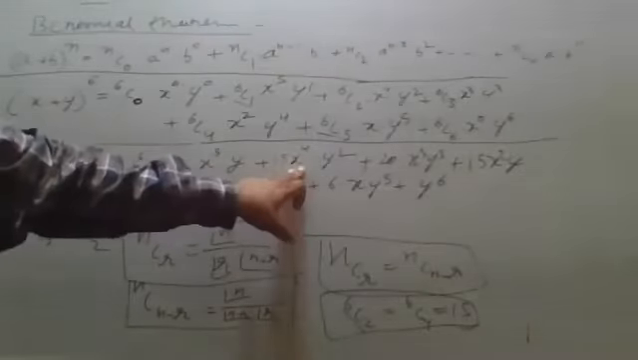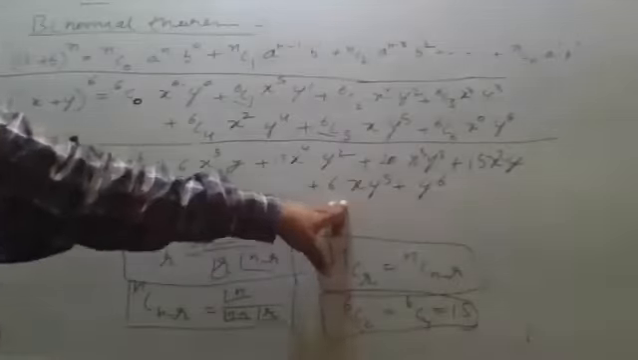Yes, sir. So the expansion of x plus y whole to the power 6 is x to the power 6 plus 6x to the power 5 into y plus 15x to the power 4 y square plus 20x cube y cube plus 15x square y to the power 4 plus 6xy to the power 5 plus y to the power 6. Is that clear to everyone? Any doubt? No, sir.